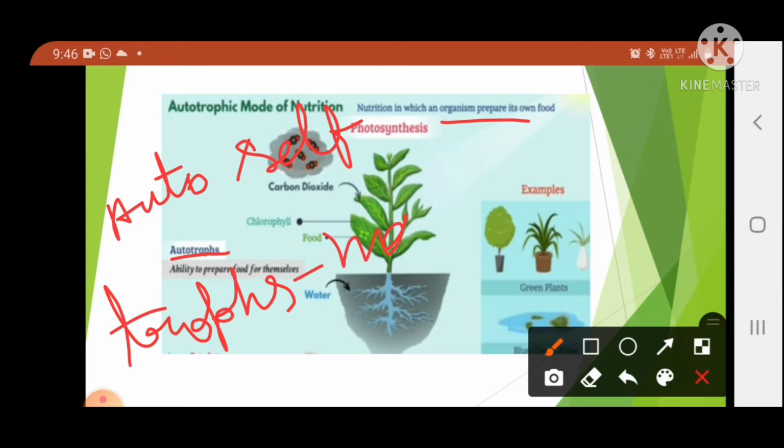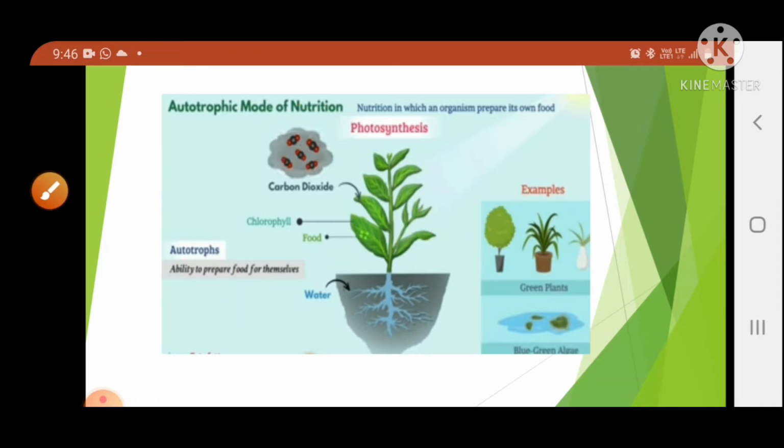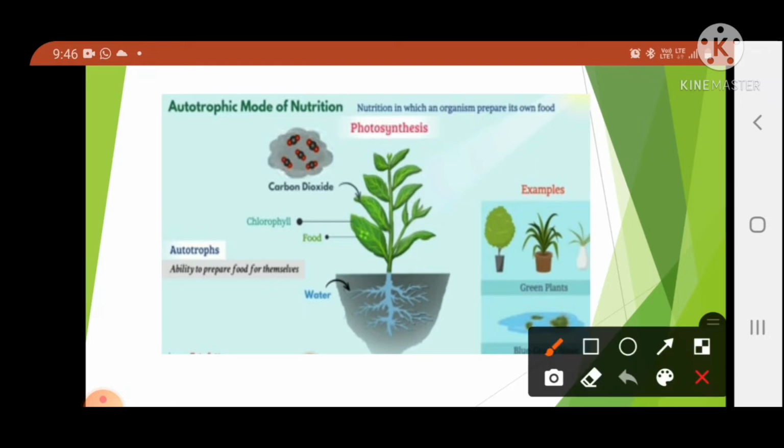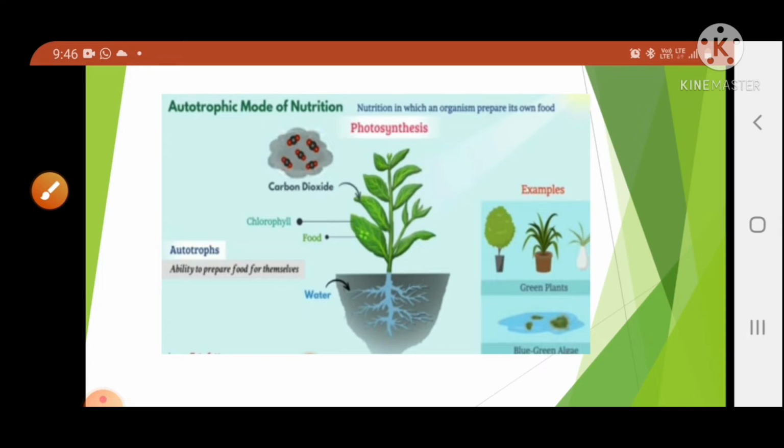They can make their own food from the simple substances present in the environment. These simple substances are carbon dioxide present in air, water present in soil. In the presence of chlorophyll, food is made by the process of photosynthesis. And the examples are green plants and blue-green algae.